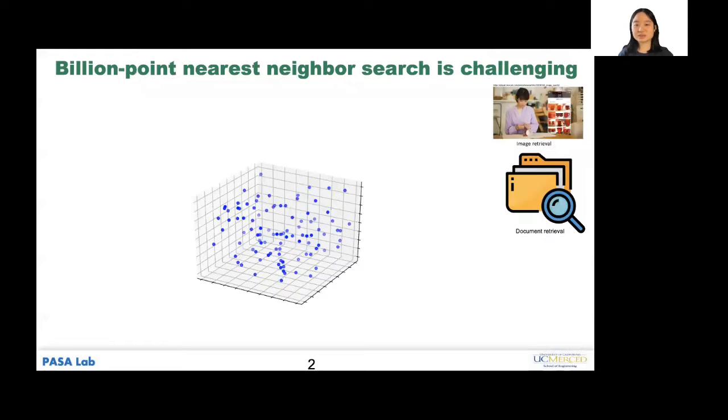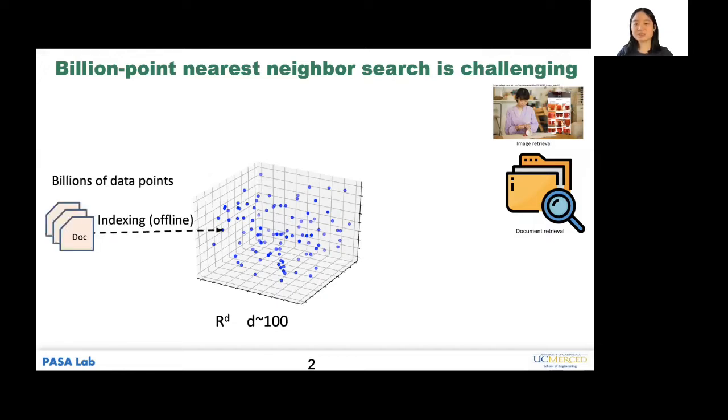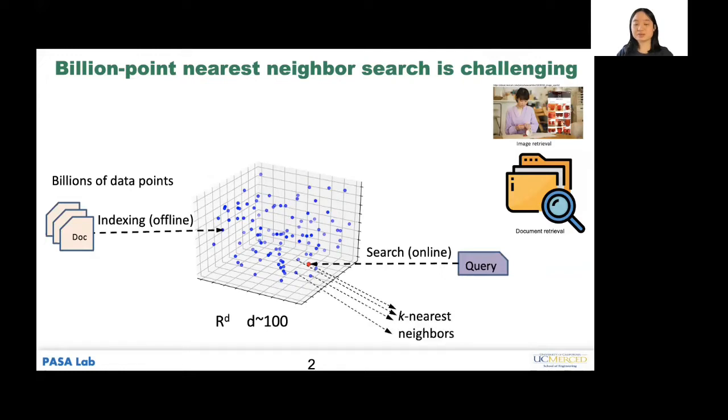Nearest neighbor search is widely used in image and document retrieval. Nearest neighbor search in a high-dimensional and large-scale dataset is highly challenging. The search system stores billions of data points offline with the indexing algorithm based on the distance relations. Given a query point, the nearest neighbor search calculates the distance between the query and data points and returns the k nearest neighbors.